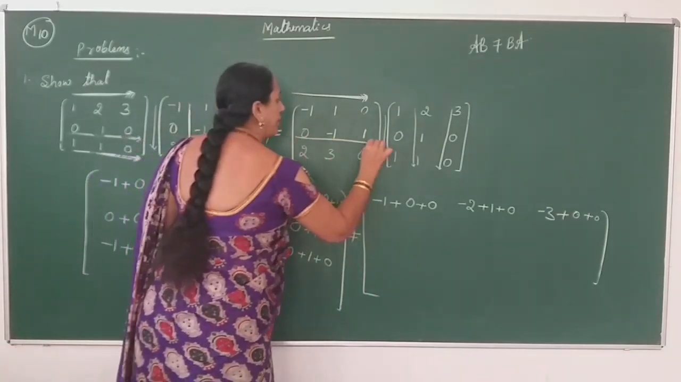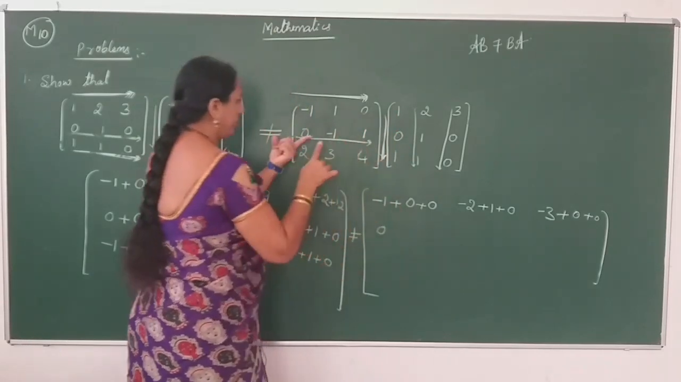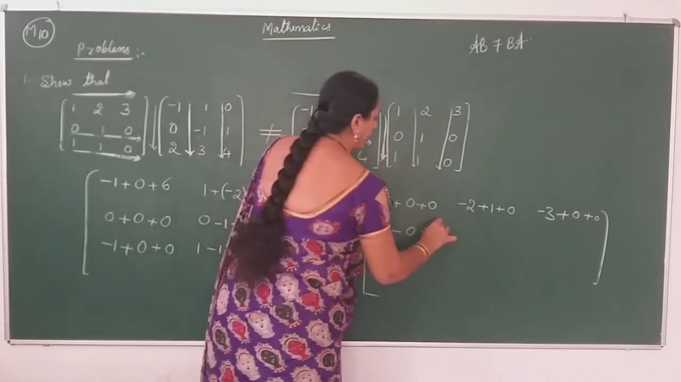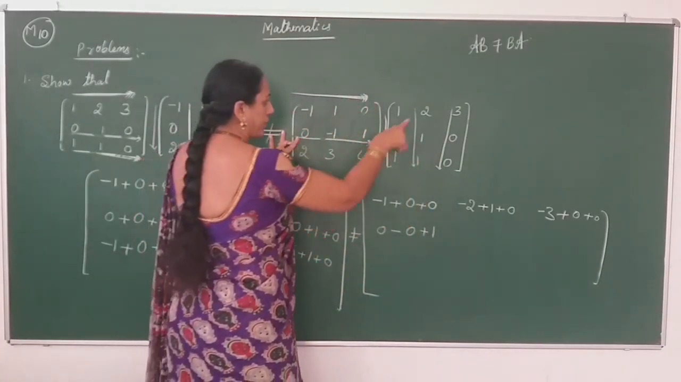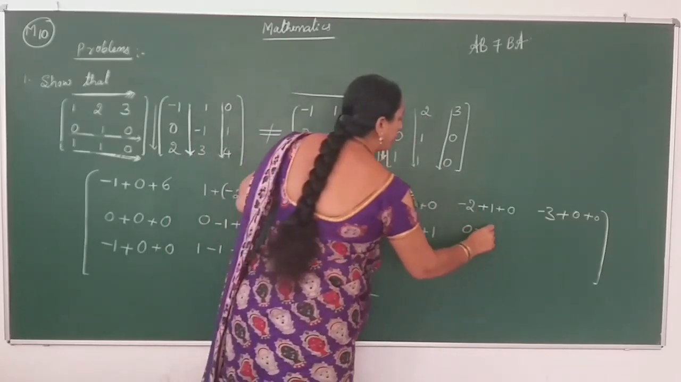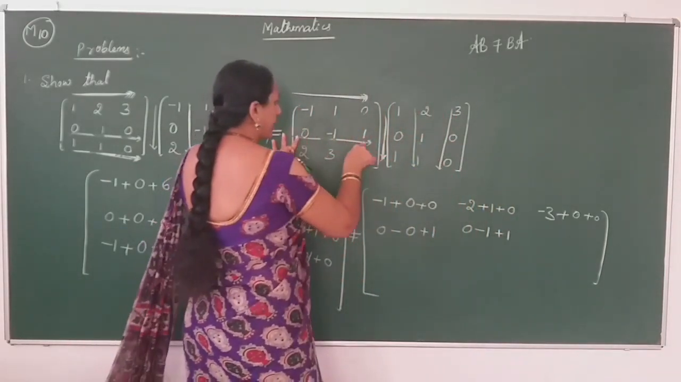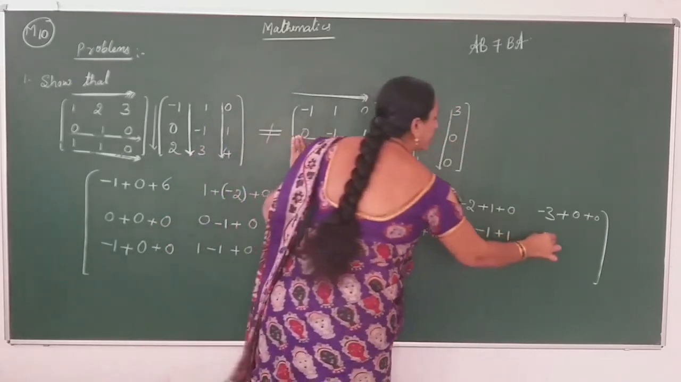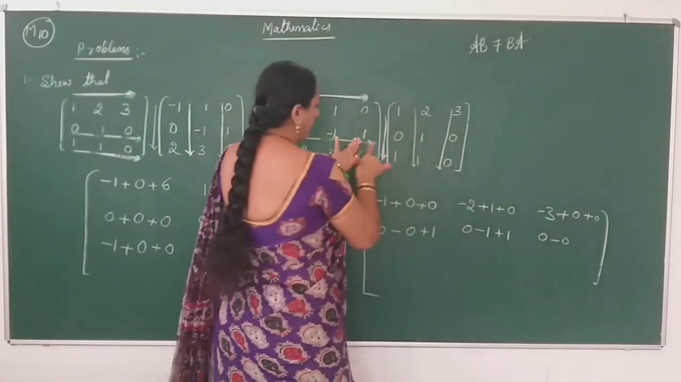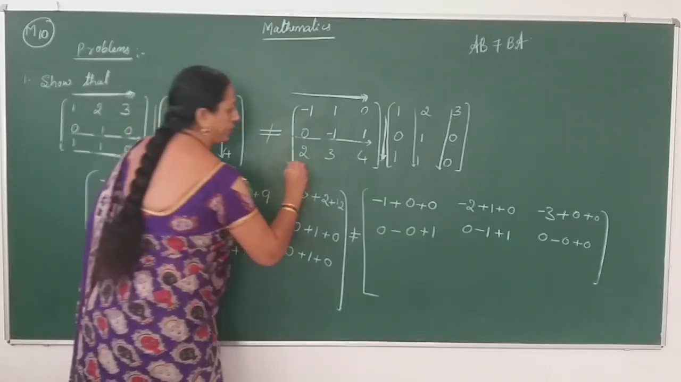Then we'll come to the second row. Second row, first column: 0 into 1 is 0, minus 1 into 0 is 0, plus 1 into 1 is 1. Again, second row, second column: 0 into 2 is 0, minus 1 into 1 is minus 1, plus 1 into 1 is 1. Then second row, third column: 0 into 3 is 0, minus 1 into 0 is 0, again 1 into 0 is 0. Then we will come to the third row.